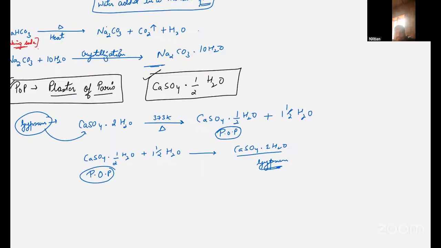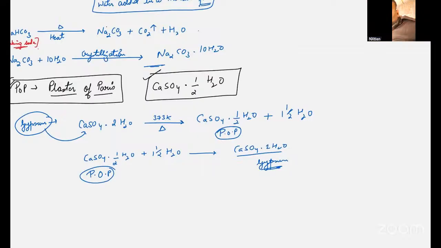In the first equation, the one and a half H2O is a product, but in the second one, the one and a half H2O is a reactant. Even though it's a chemical change, it is reversible.